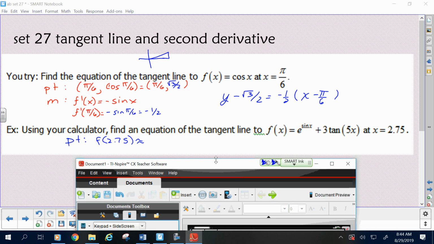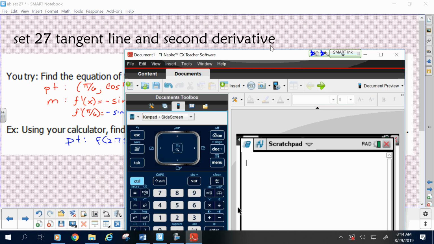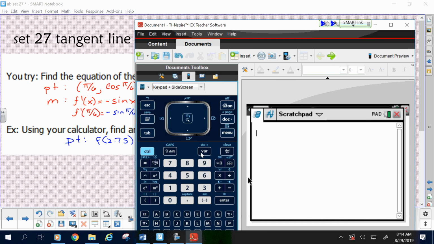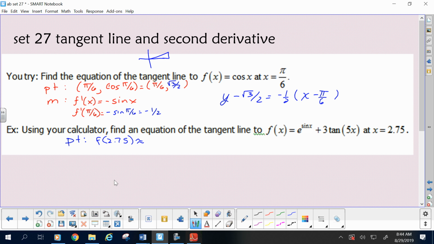Remind me, in my calculator, how do I evaluate a function that's already in? Go to vars to recall the function. You hit vars to get the function back, and then type in the value. Let's go with 3 decimals, so 8.822. So my point is 2.75, 8.822. Are we cool on the point?